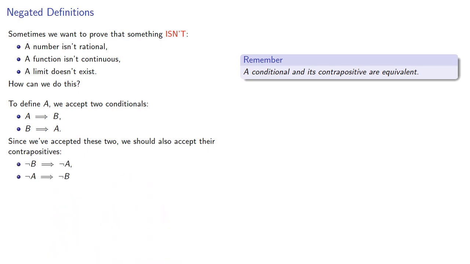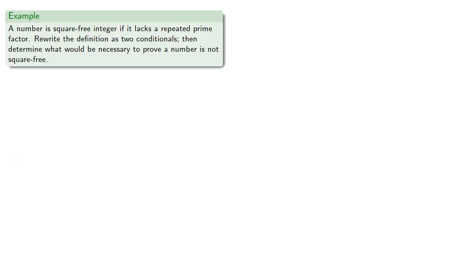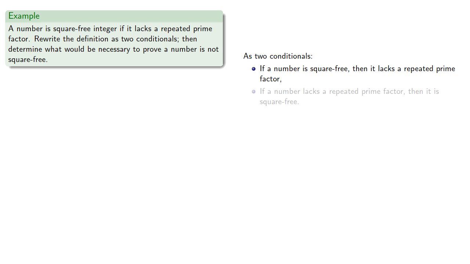So if we want to show that something isn't A, we'll use the contrapositive that concludes not A. So for example, a number is a square-free integer if it lacks a repeated prime factor. Let's rewrite this definition as two conditionals, then determine what would be necessary to prove a number is not square-free. So as two conditionals, if a number is square-free, then it lacks a repeated prime factor, and the converse, if a number lacks a repeated prime factor, then it is square-free.